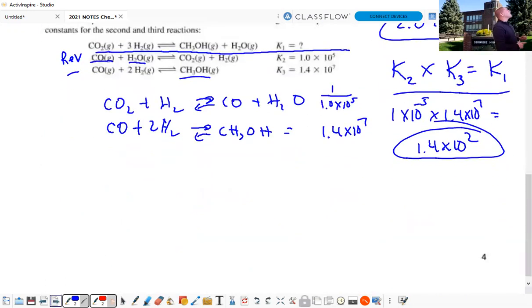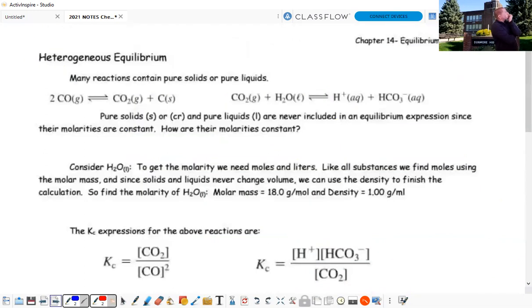All right. Last page. All right, we got to add something because not everything is included in an equilibrium expression. So many reactions contain pure solids and pure liquids. How do you know? Well, because it'll say an S or an L. Sometimes you'll see a CR instead of S for crystalline solid. And they are never included in equilibrium expressions.